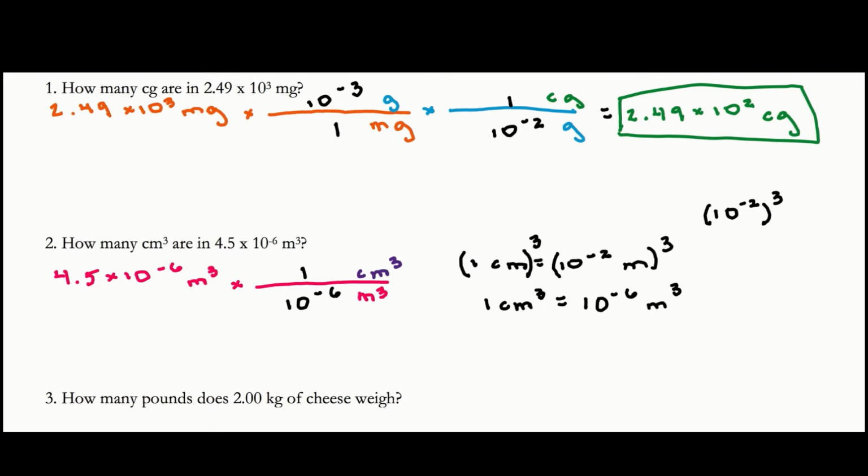So my final answer, I'm going to take 4.5 times 10 to the negative 6th, and I'm going to divide it by 10 to the negative 6th. And if you notice, the 10 to the negative 6's cancel, and you end up with just 4.5, and my units are centimeters cubed. Let's double check units and sig figs. 4.5 has 2 sig figs. Centimeters cubed are my units. And I am good to go. Okay.